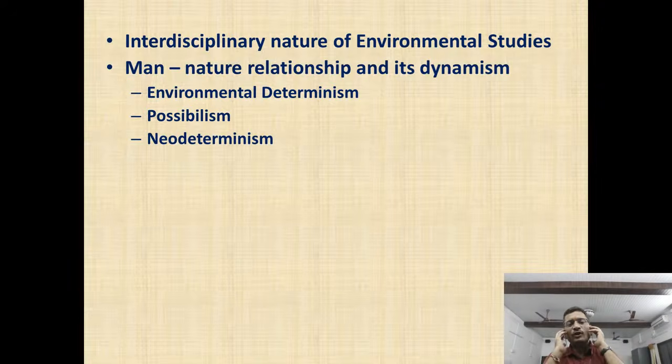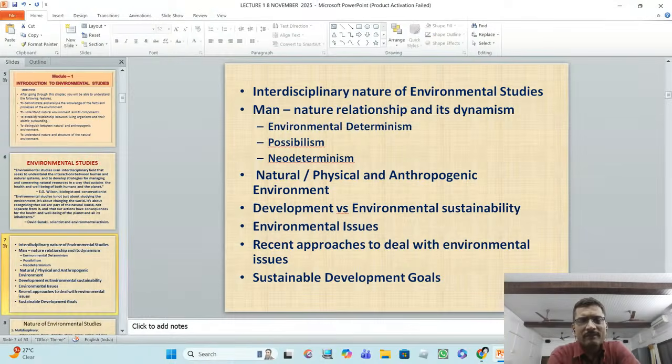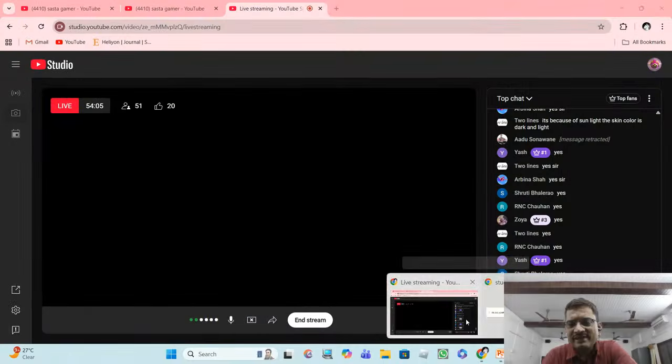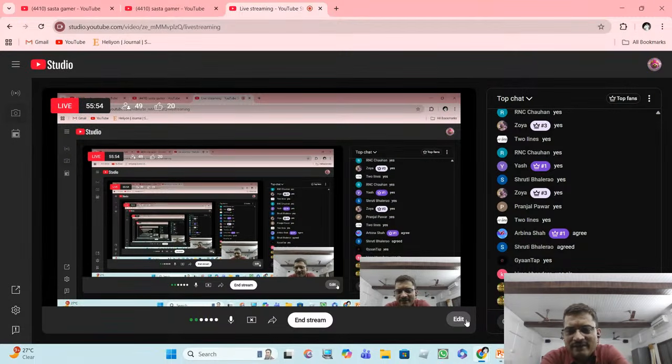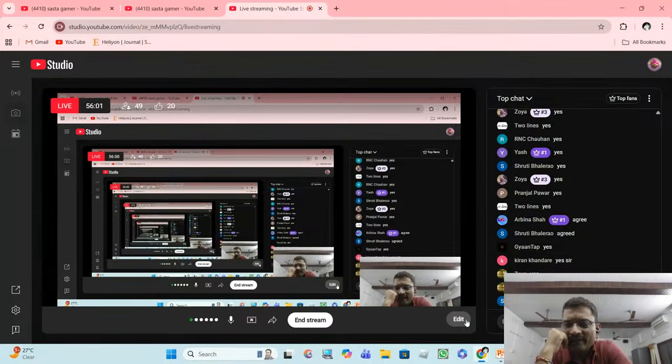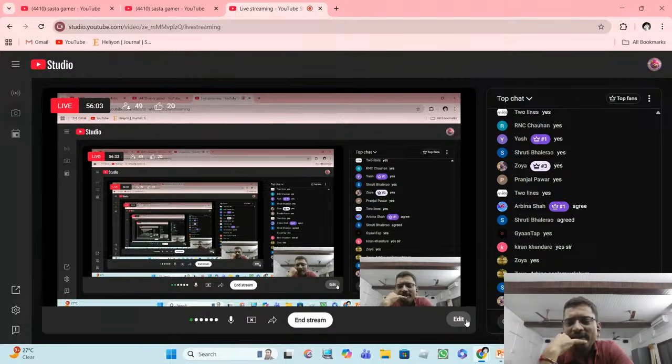And that's why neo-determinism, which was proposed by Griffith Taylor, says that human beings should use nature when nature is favorable, and should stop using nature when nature is non-favorable. I would give a very simple example. Have all of you seen traffic signals? Yes. So, what are the colors in traffic signals? The lights: red, yellow, and green. Yes or no? Red, yellow, and green.